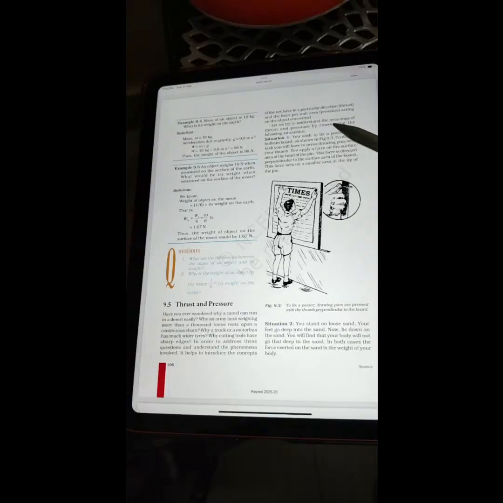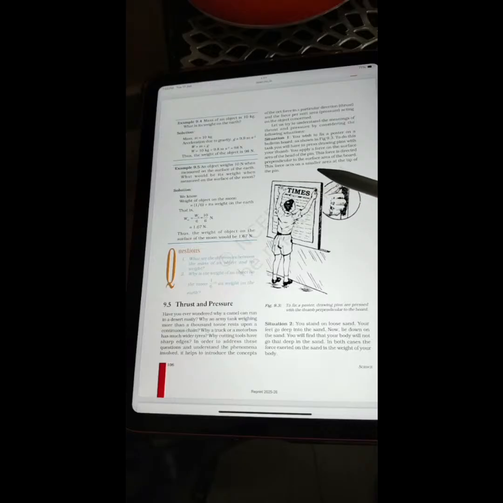Let us try to understand the meanings of thrust and pressure by considering the following situations. Situation 1: you wish to fix a poster on a bulletin board as shown in figure 9.3. To do this task, you will have to press drawing pins with your thumb. You apply a force on the surface area of the head of the pin. This force is directed perpendicular to the surface area of the board.